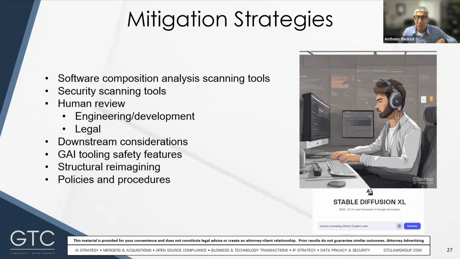Next one's obvious, human review. I think it's the most important review, but it can definitely be labor intensive, time consuming, and costly. So it needs to be deployed with real purpose. And human review can include review against your company policies. It can include review by engineering or other developers, like peer code review, which is often used outside the GAI context.